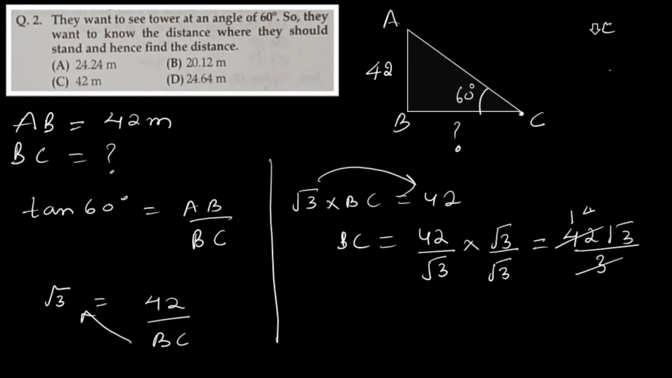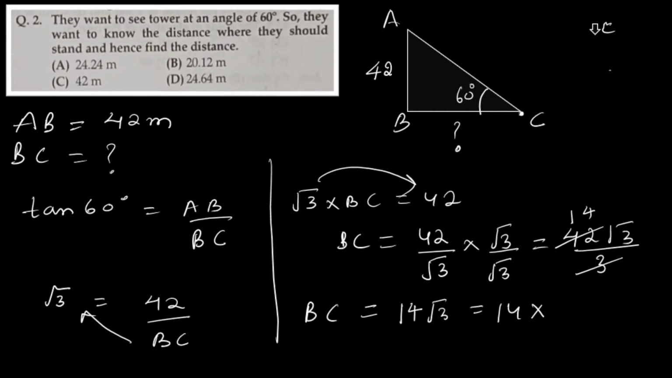3 into 1, 3 into 4. 14 root 3. So BC is equal to 14 root 3. But 14 root 3, see, the answer option is not there. In terms of root, the option is not there. What is the value of root 3?